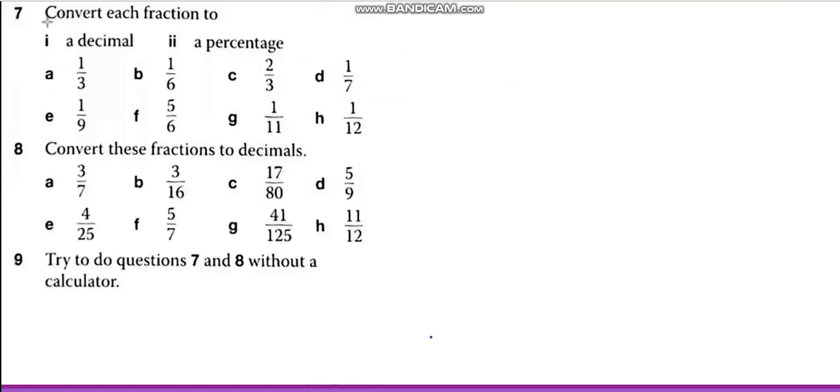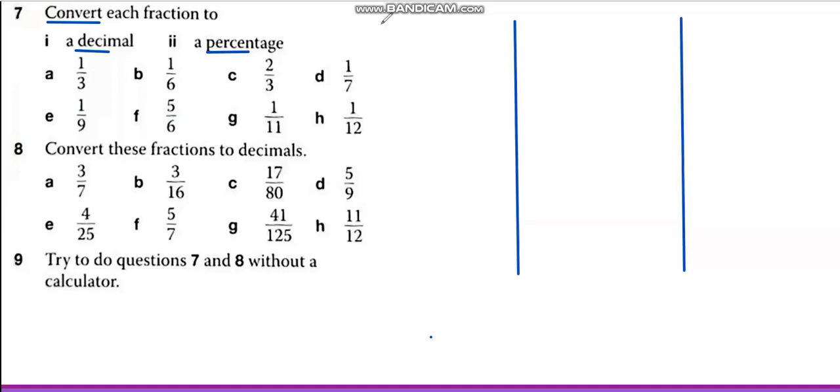In question number 7, they want us to convert each fraction to decimal and percentage. So again, we are dealing with similar problems, but here we need to be very careful while writing the answers in dot notation. So if we do question number 7 and its A part, first of all, we need to convert 1/3 into decimal, and then we will convert into percentages.